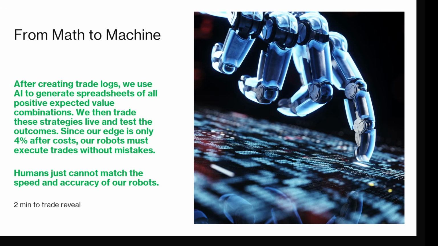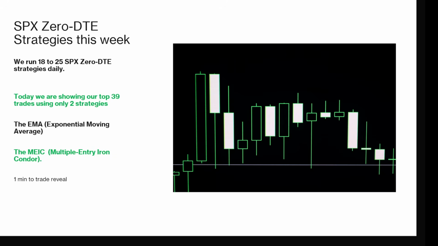After creating trade logs, we use AI to generate spreadsheets of all positive expected value combinations. We then trade these strategies live and test the outcomes. Since our edge is only 4% after cost, our robots must execute trades without mistakes. Humans just cannot match that speed and accuracy of our robots. We run 18 to 25 SPX zero-DTE trades daily.